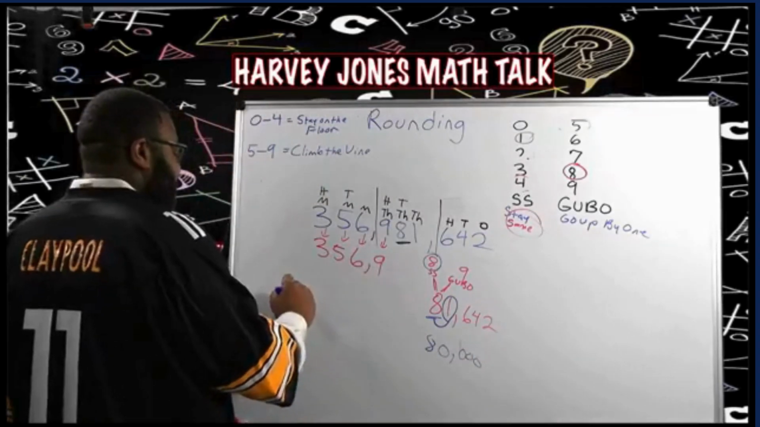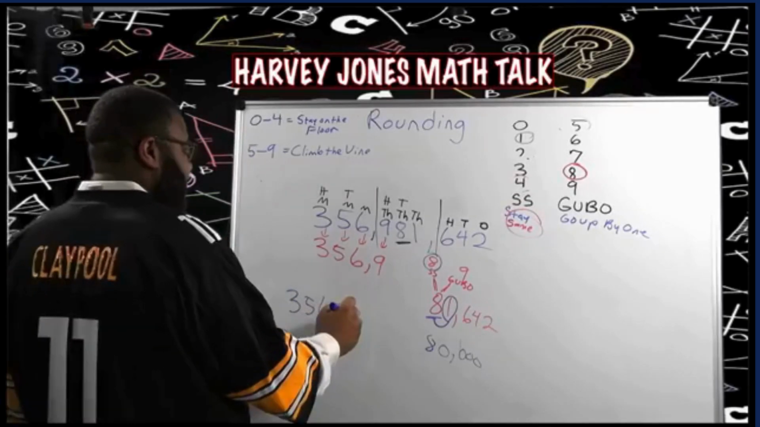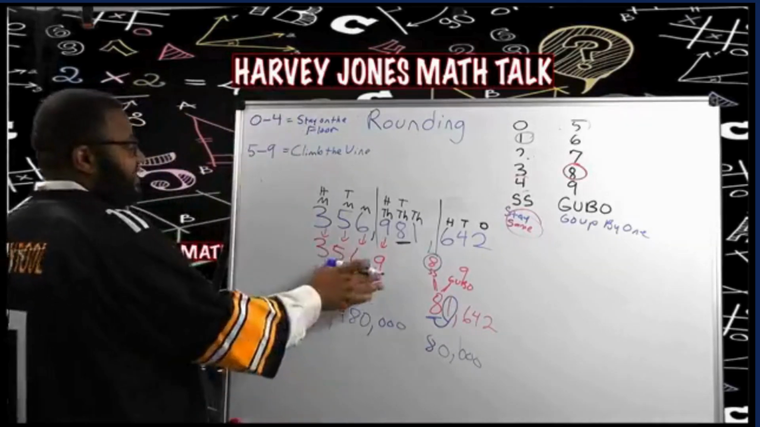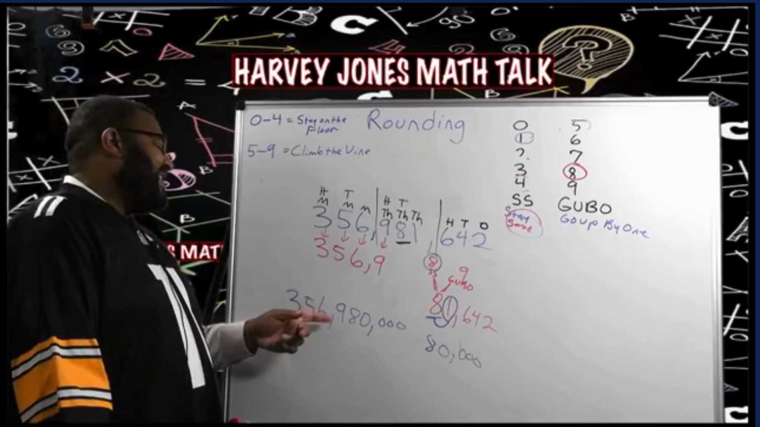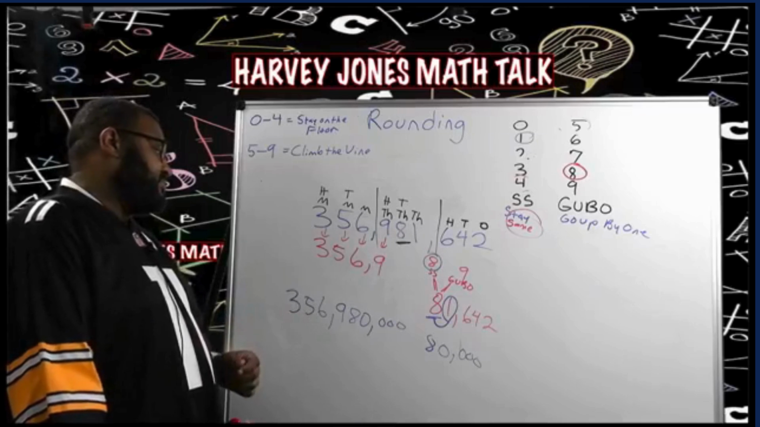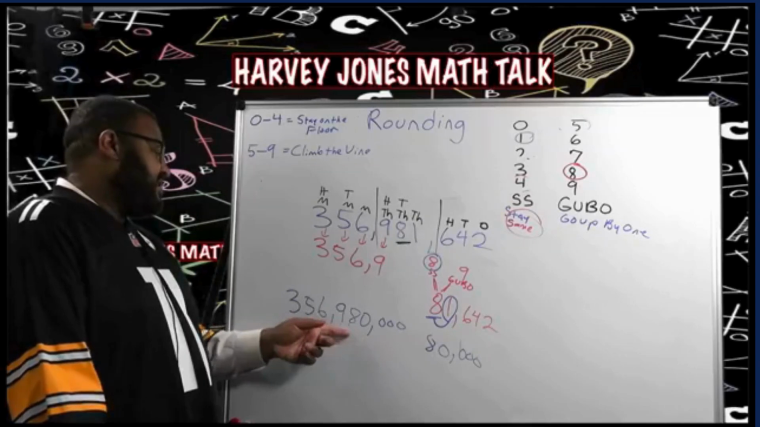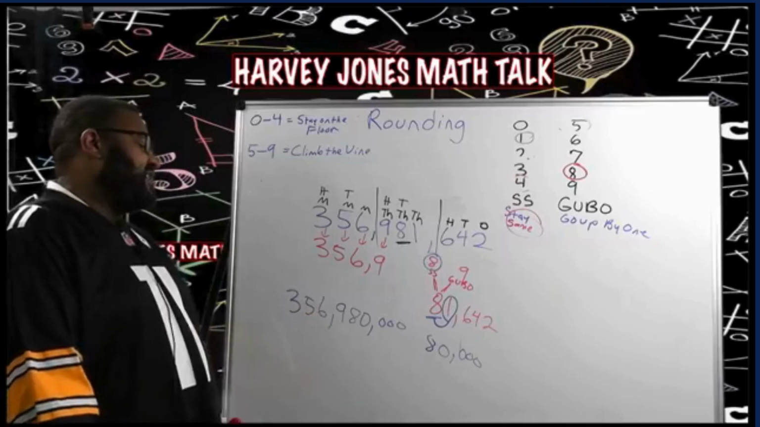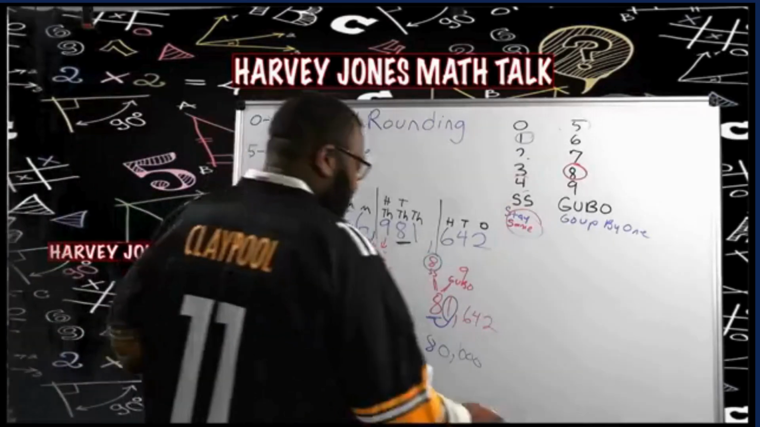So what's my final answer? 3, 5, 6, comma, 9, 8, 0, comma, 0, 0, 0. Which ended up being, all of this stayed the same, 356,980,000. Because the 9 stayed the same, what changed was the 80. 356,980. That's it, folks.